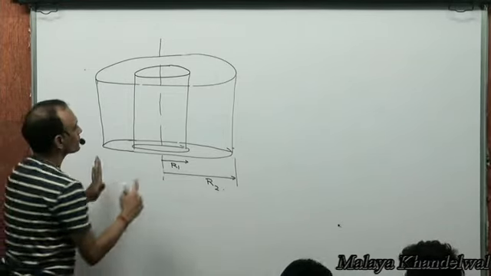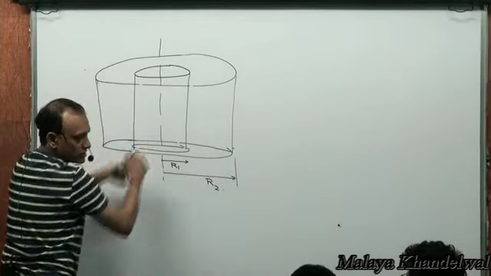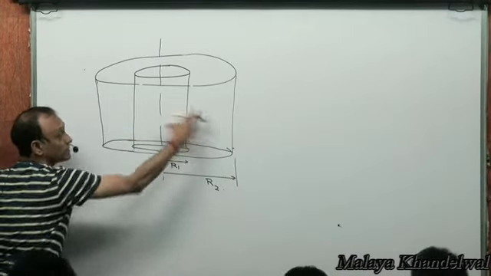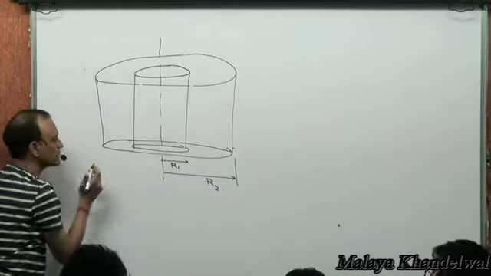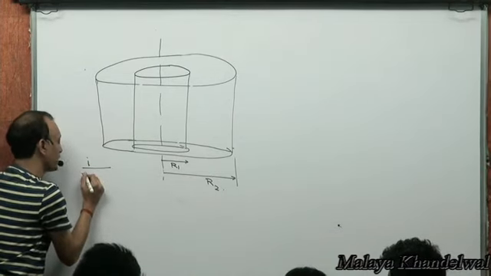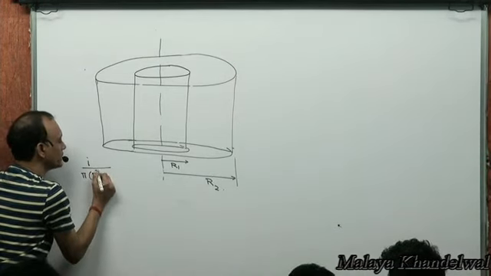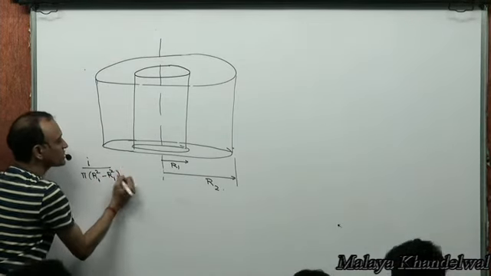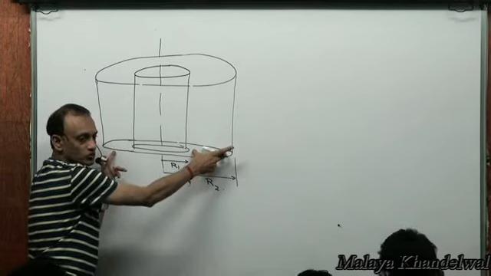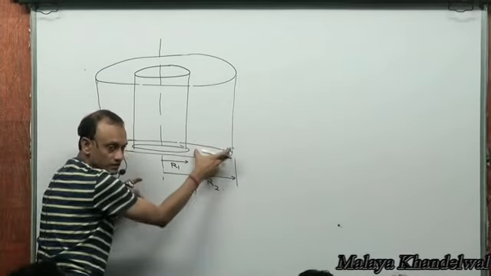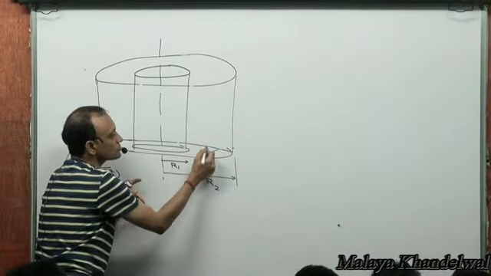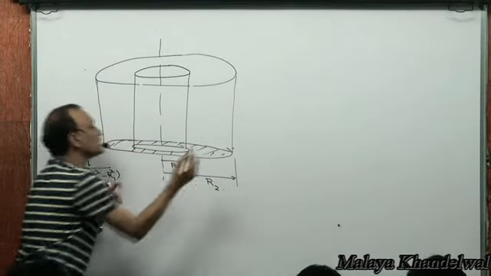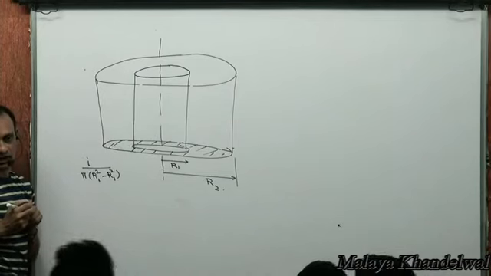So if I is the total current passing through this, then the current per unit cross-sectional area in the material is going to be what? I divided by pi into r2 squared minus r1 squared is the current per unit area. Current is flowing only in this region, between r1 and r2. So the area of this cross section is going to be pi into r2 squared minus r1 squared.